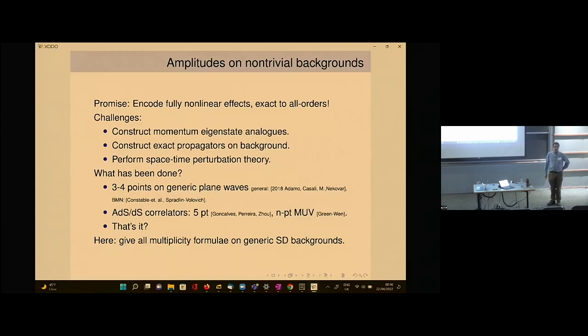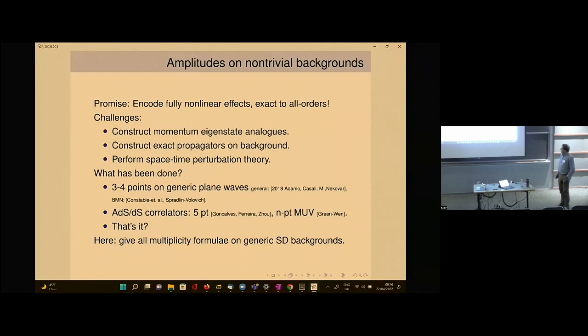I mean, one of the first things, in fact, if you're interested in scattering amplitudes, is what are you going to scatter? So you've got to think about what sort of waves you're interested in. And of course, everyone uses momentum eigenstates. But what is a momentum eigenstate on a curved background? You don't really know. So you've got to solve the field equations and decide what a momentum eigenstate is. You've got to construct propagators on the background, and then you've got to do space-time perturbation theory, which will involve, for example, for n particles, n-3 full space-time integrals. So it's a lot of work.